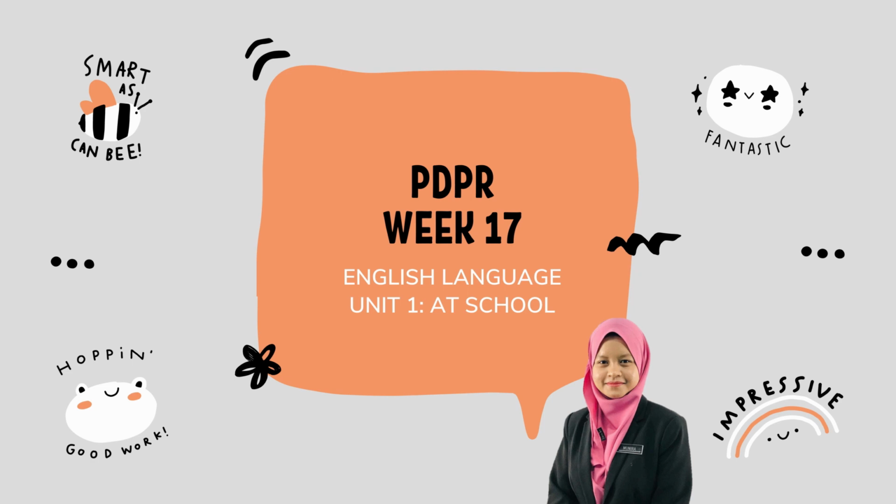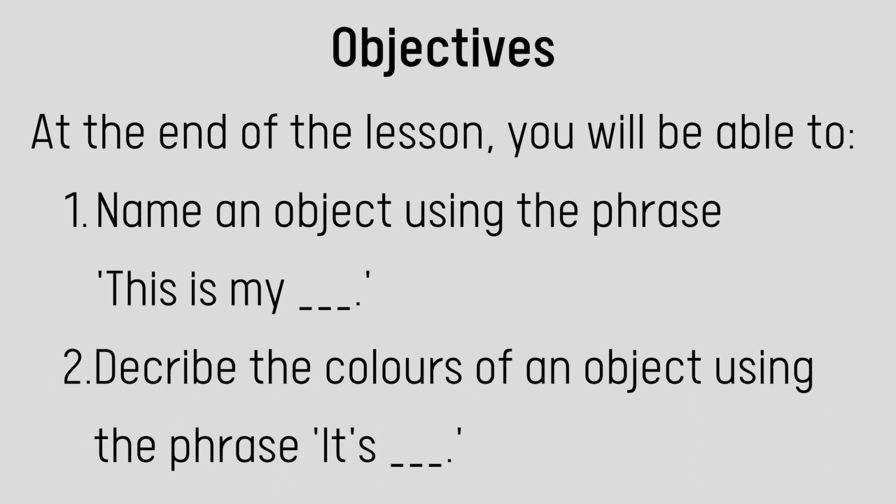Today, we are going to continue our lesson on topic 1 at school. Here are the objectives for today's lesson. At the end of the lesson, you will be able to name an object using the phrase "this is my" and describe the colors of an object using the phrase "it's."